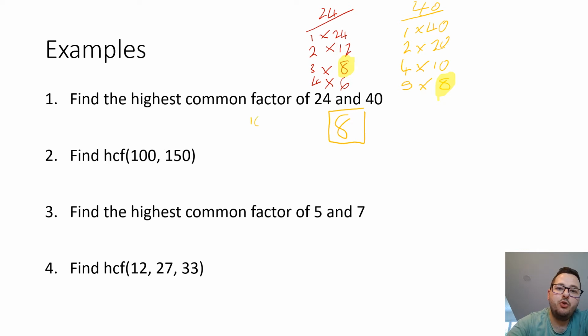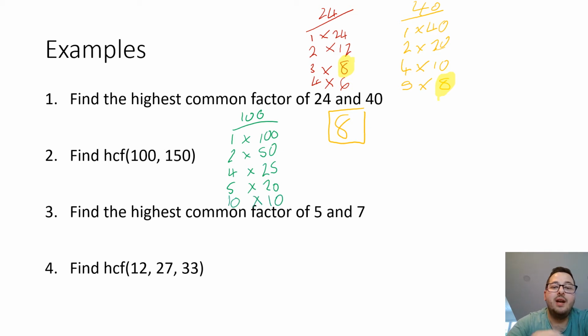So if we look at 100, let's grab a different colour. Let's start with 100. I can write it as 1 times 100, 2 times 50, 3 doesn't go into it, 4 times 25, 5 times 20, 6 doesn't, 7 doesn't, 8 doesn't, 9 doesn't, but 10 does, 10 squared. Okay, so that's my factors of 100.